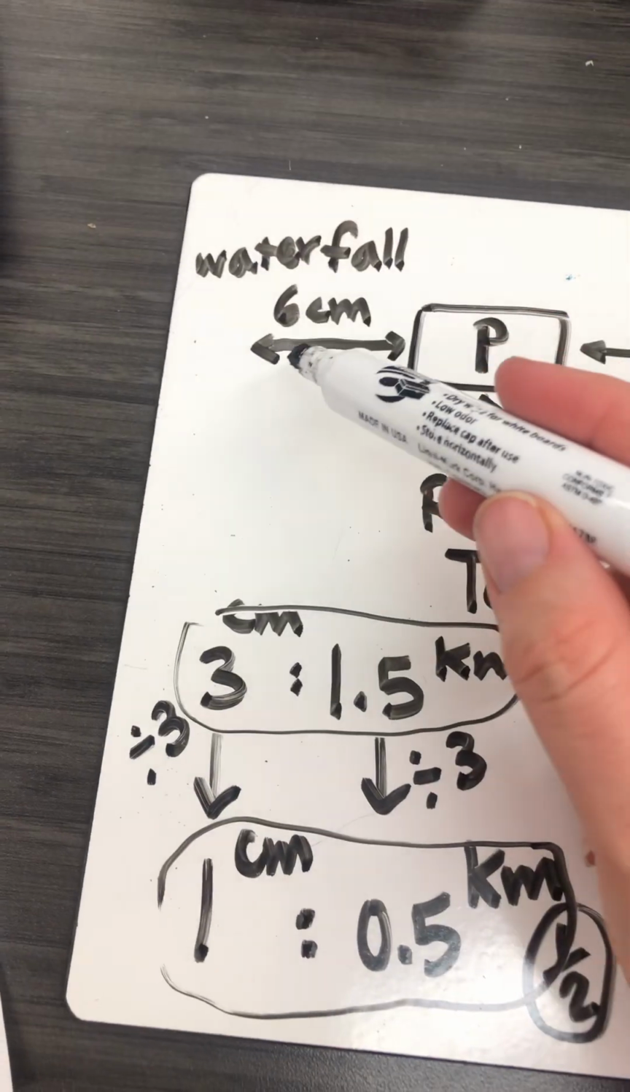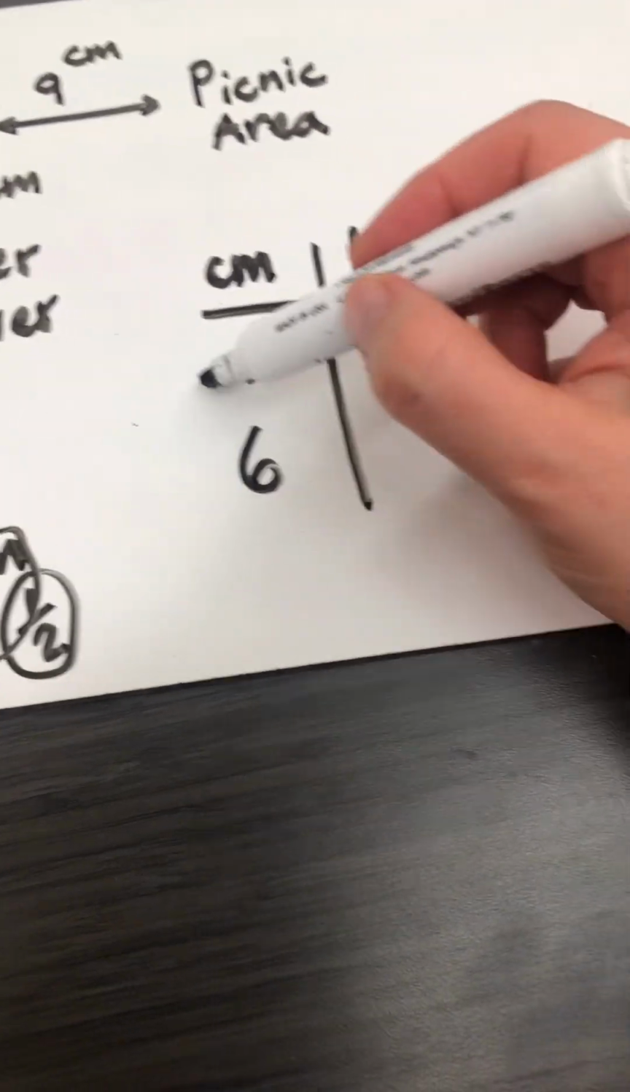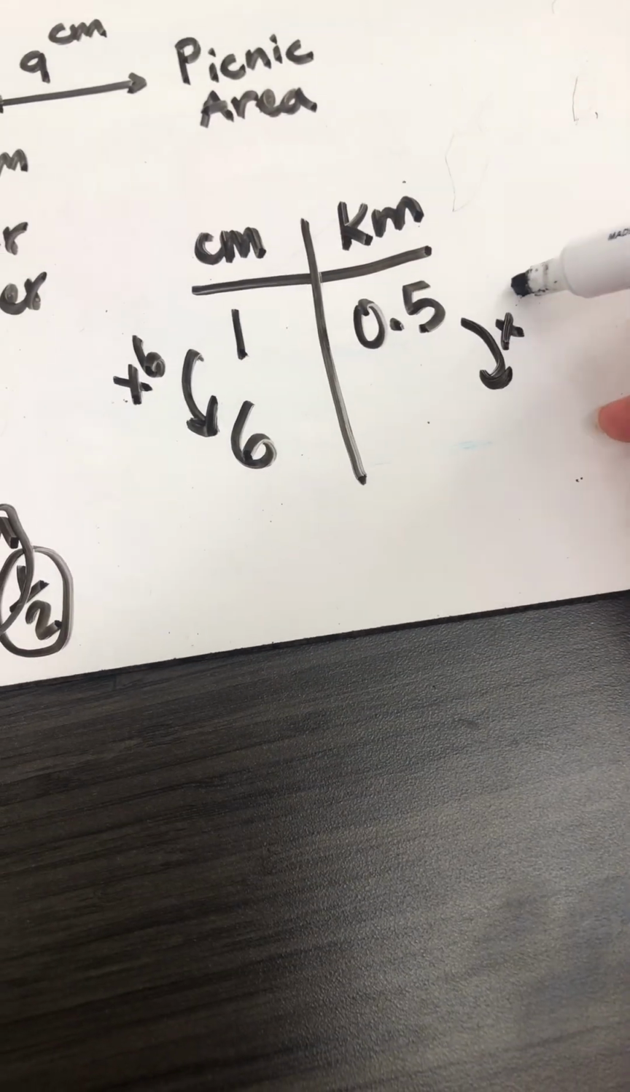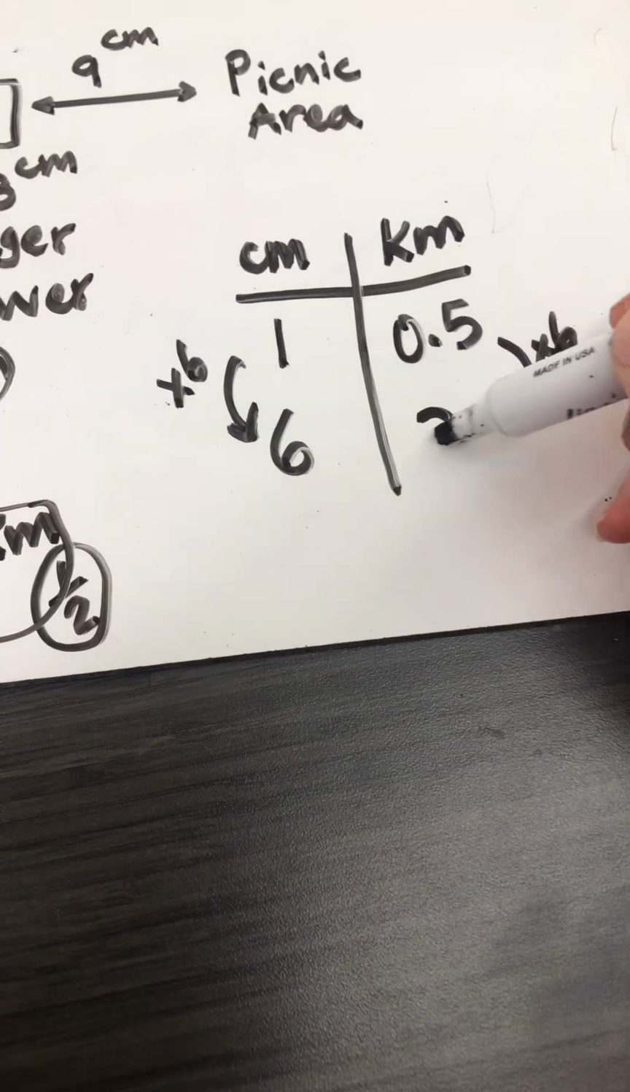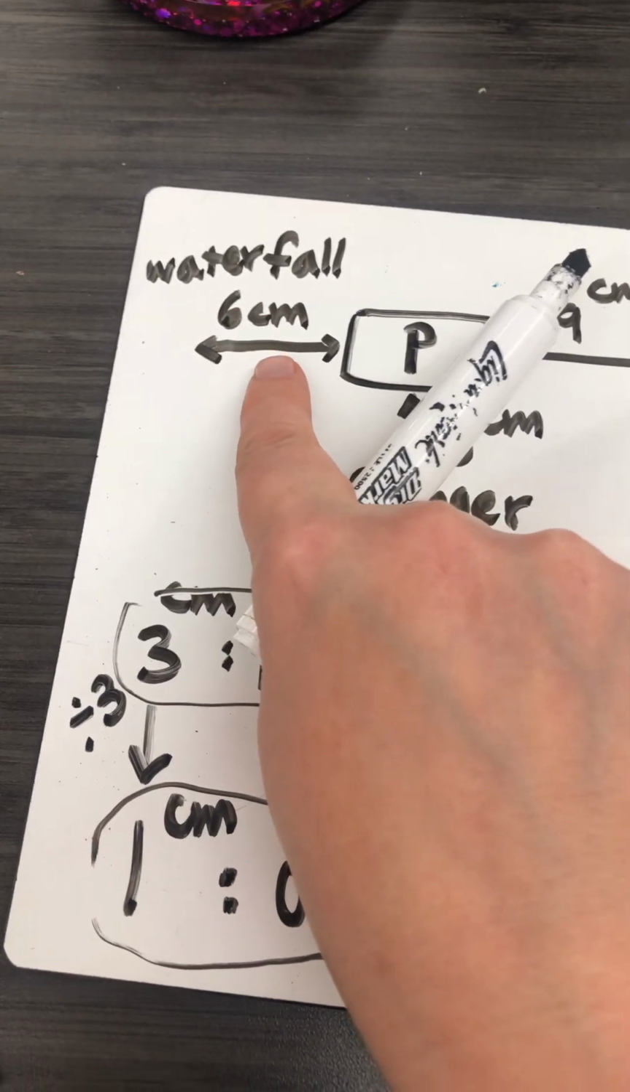However, the drawing says 6 centimeters, so I'm going to put 6 under centimeter. So this is easily solved by saying times 6 on this side. So I'm going to go ahead and do times 6, which is going to give me 3 kilometers. So the real waterfall trail is 3 kilometers.